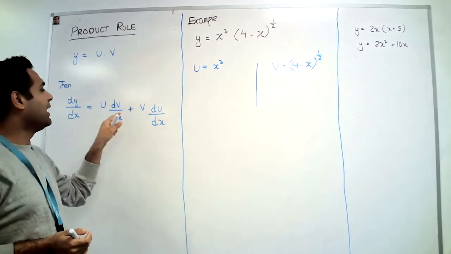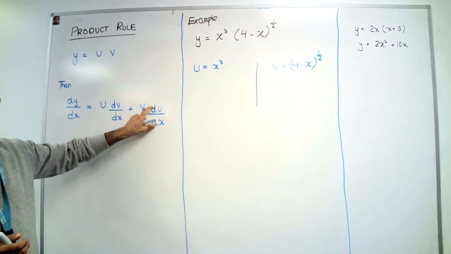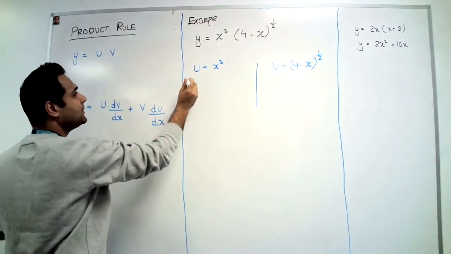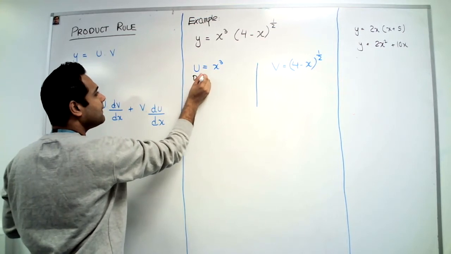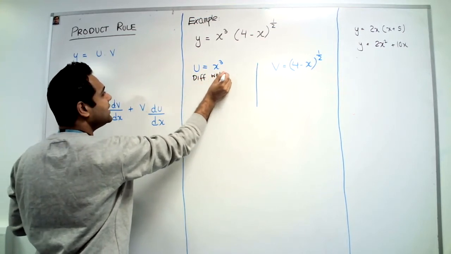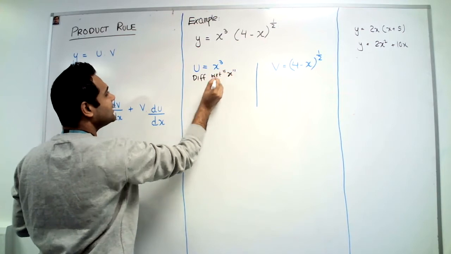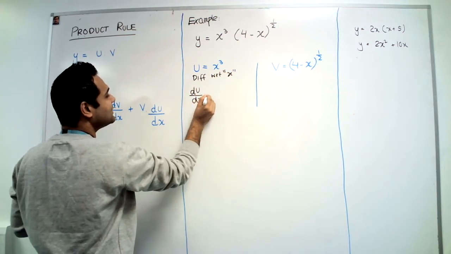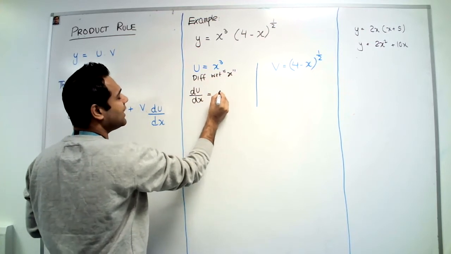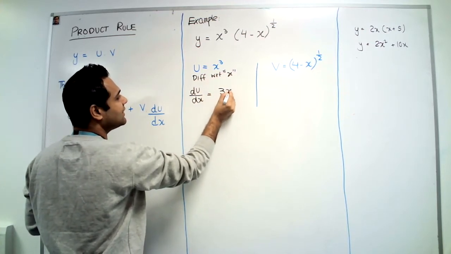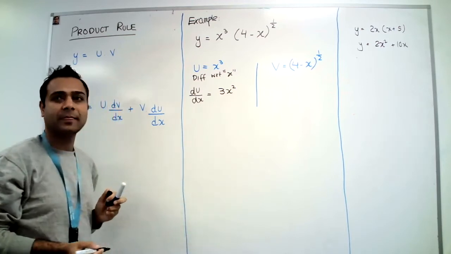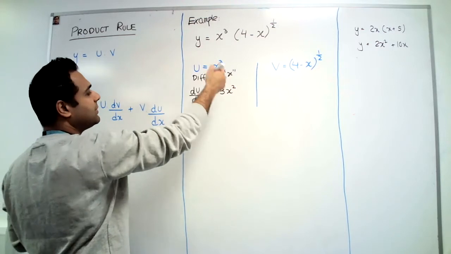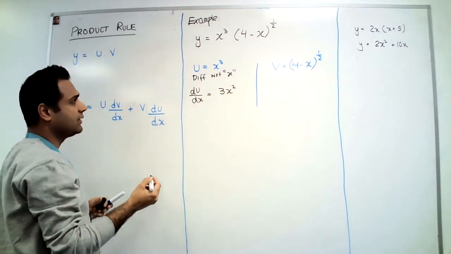Now I got the u, but I need du over dx. I need to differentiate that bit. Differentiate with respect to x, you will get du over dx. And when you differentiate that one, that will be 3x squared. The 3 comes out, reduce the power by 1. Yes. Now this is u.